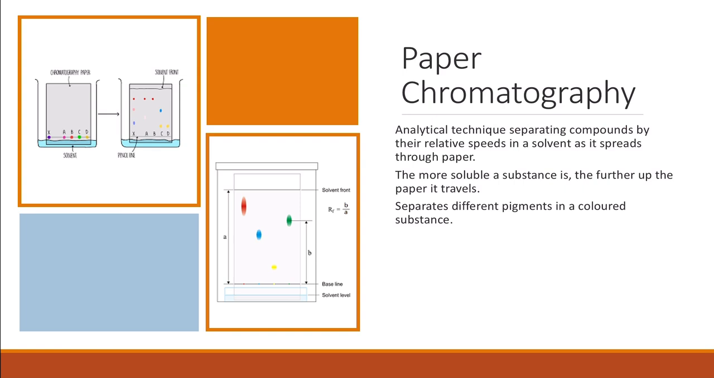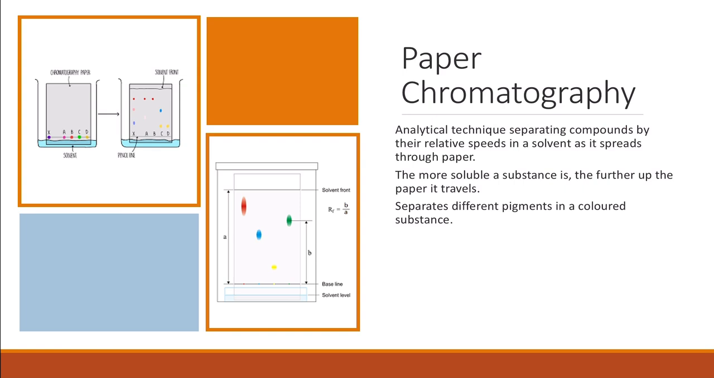Paper chromatography is an analytical technique that is used to separate compounds depending on their relative speed in a solvent as it spreads through a paper. The more soluble the substance, the further it will move up the paper.